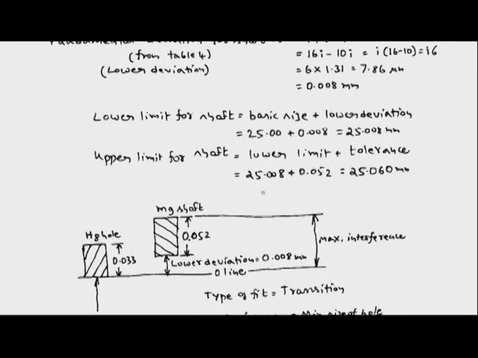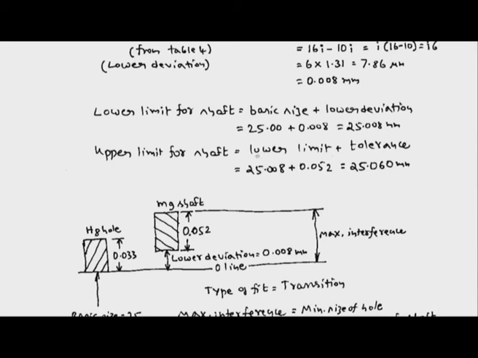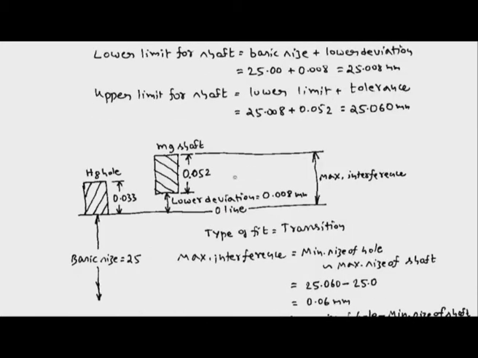Similarly, the upper limit for the shaft is equal to the lower limit plus the tolerance value. The lower limit for the shaft is 25.008, plus the tolerance value of 0.052, then we get 25.060 as the upper limit for the shaft. All these dimensions are indicated in this picture.